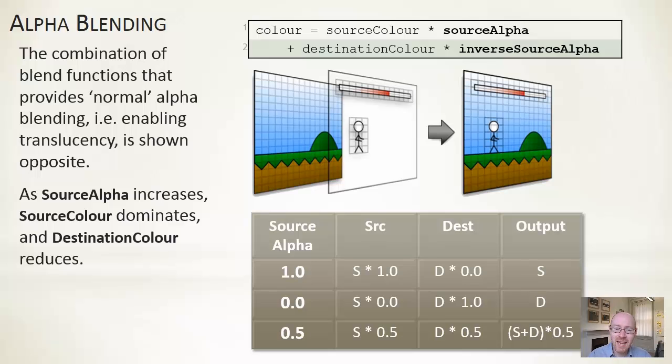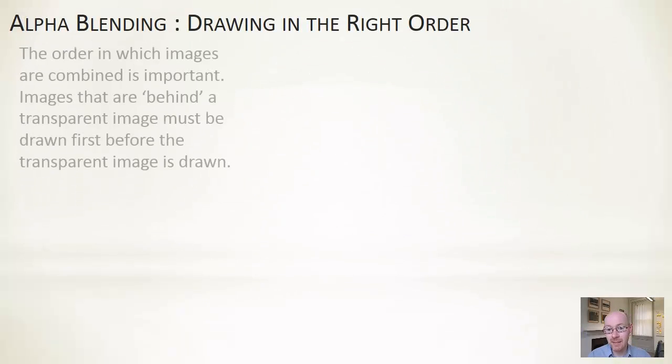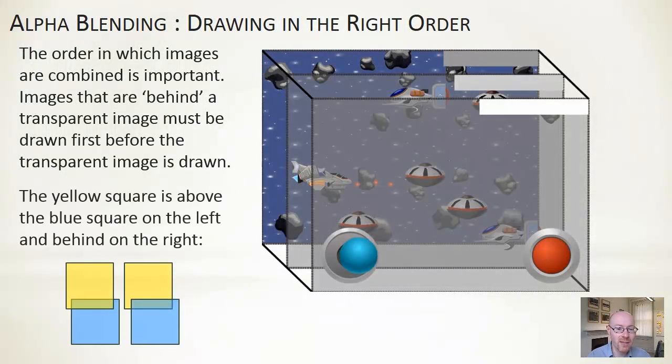Important little aside here, if we are using alpha blending, it is essential that we draw things in the right order. If we have two images that were drawn onto a background and both of those images are transparent, then the order in which we draw them will actually make it visually look different.